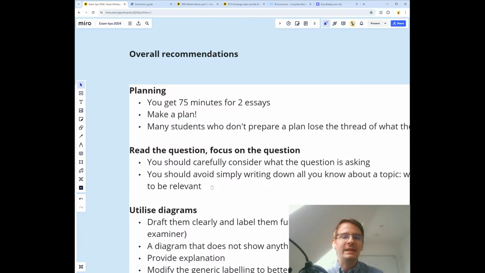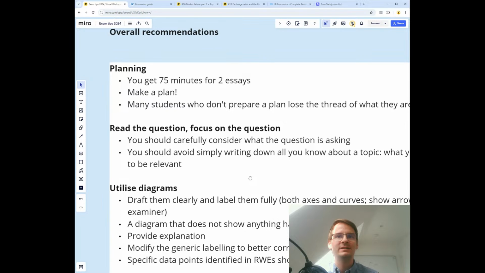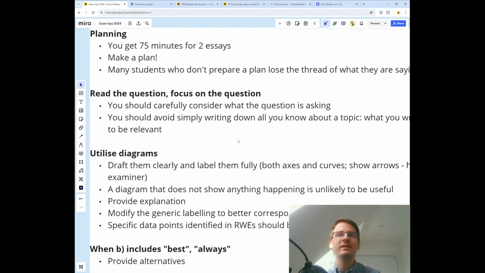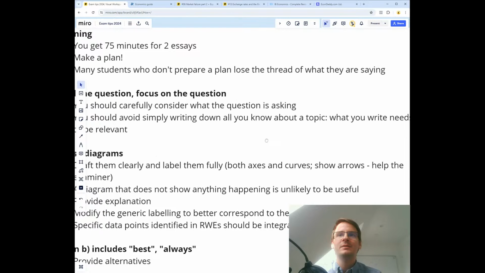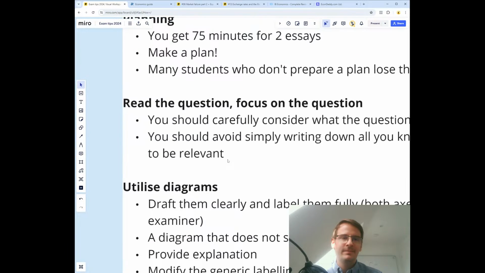Then, please read the question and keep your focus on the question, carefully considering what it's asking, and avoid simply writing down everything you know about a topic, because what you write needs to be relevant.